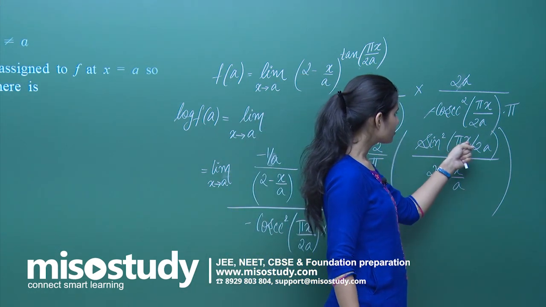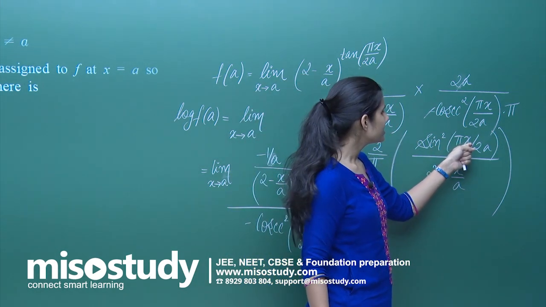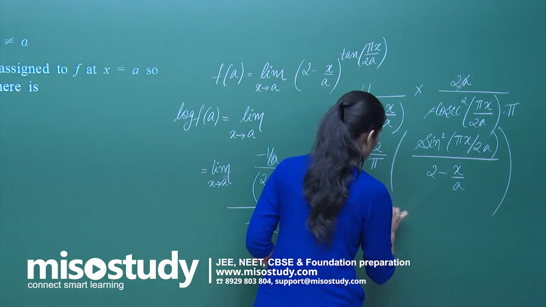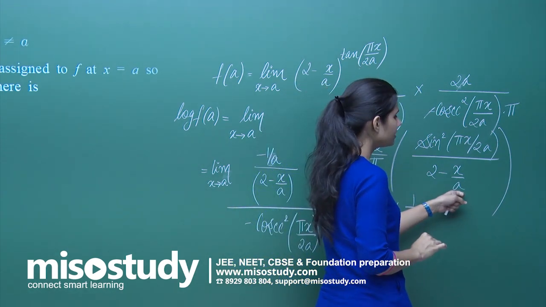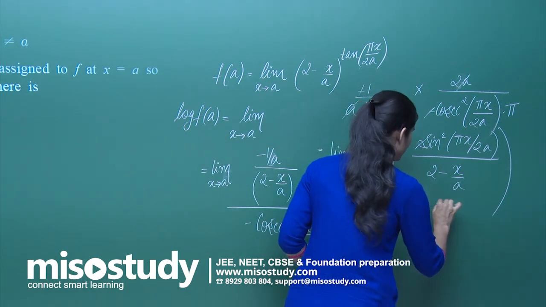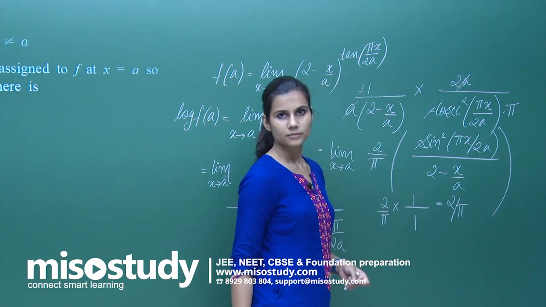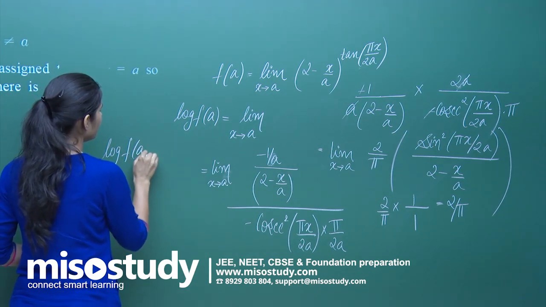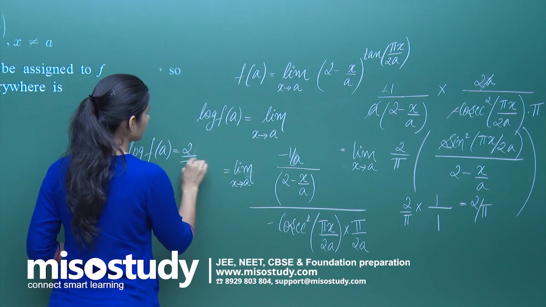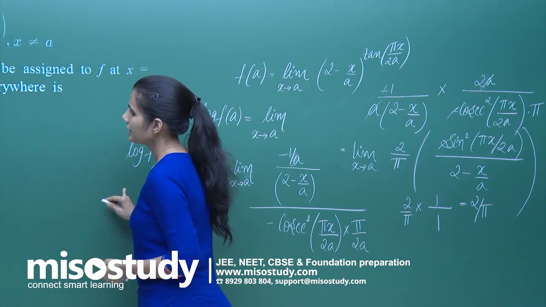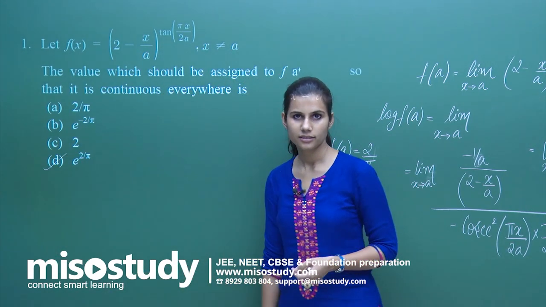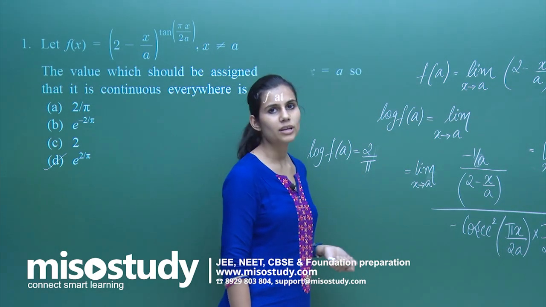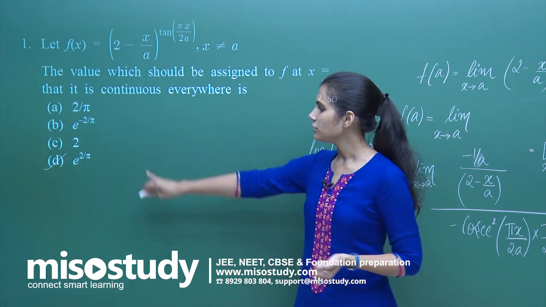you basically get limit x tends to a, this becomes what? This is a, so pi a upon 2a, that is pi by 2, sine of which is 1, so you get 2 by pi into 1 upon, again, x tends to a, so you get 2 minus 1, again 1, so this is 2 by pi. Fine, if you are getting log of f of a is 2 by pi, what is f of a? It is e to the power 2 by pi, right? Because if you take exponential, you basically get e to the power 2 by pi, and here you are left with f of a. Fine? So, f of a turns out to be e to the power 2 by pi.